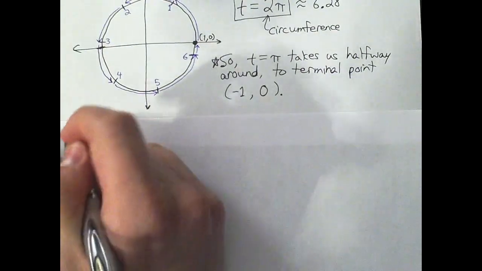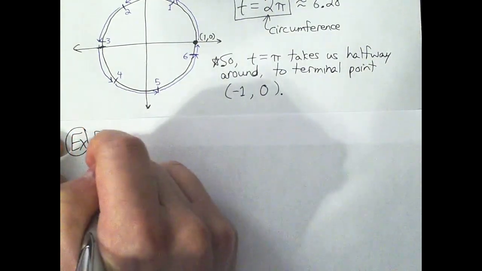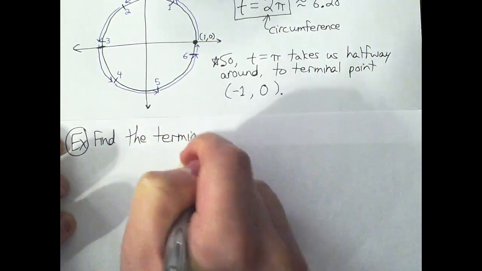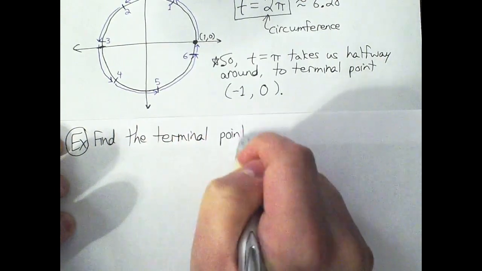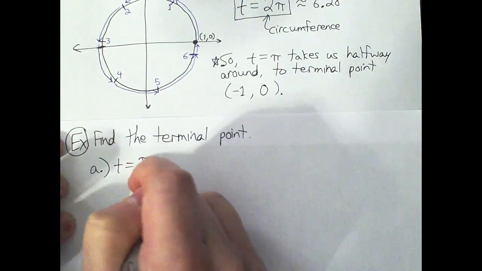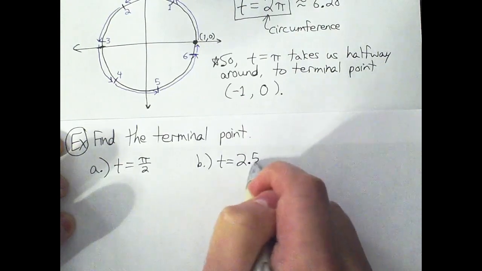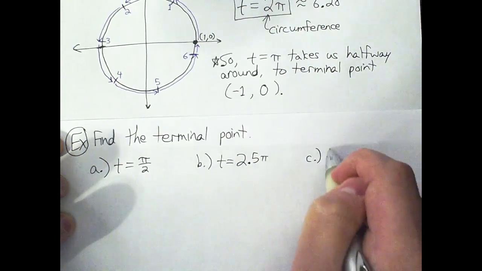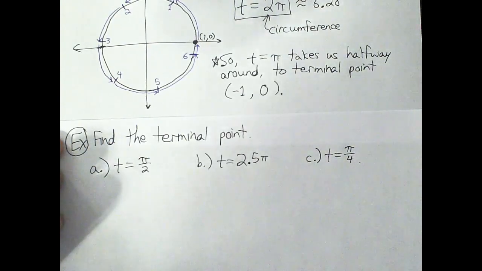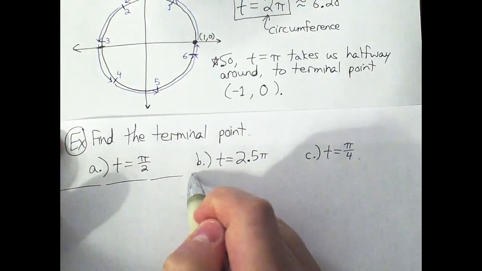So I have a question for us, and I think I'm going to talk us through these because some of these can get kind of tricky when this is new to us. We are going to find the terminal point. So it's something comma something on the unit circle, and we are going to be given the t value. So t equals pi over 2, t equals 2.5 pi, and t equals pi over 4. That last one is tougher. Let's talk about each of these.